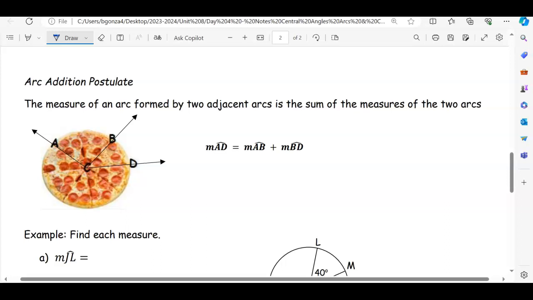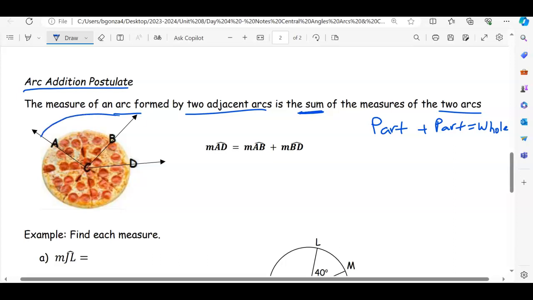So let's write that somewhere. Okay, the arc addition postulate. The arc formed by the adjacent arcs is the sum of the 2 arcs. So the way I like to say it is part plus the part equals the whole thing. Part plus part equals whole. That's what I see in this picture here. It says AD, which is this whole thing, equals AB, this part, plus BD, this part. Okay, so this is a representation of part plus part equals whole.